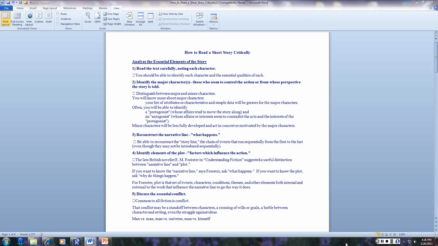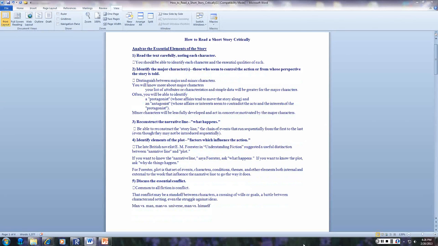So when we read a story critically, we want to look at who the characters are and the weight of their role, the storyline or narrative line, what happens in what order, the plot, what is the relationship between those ideas, and finally the conflict. What is it that is being resolved through the course of the story? These are the essential elements. Who is involved, what happens, and what conflict is there?